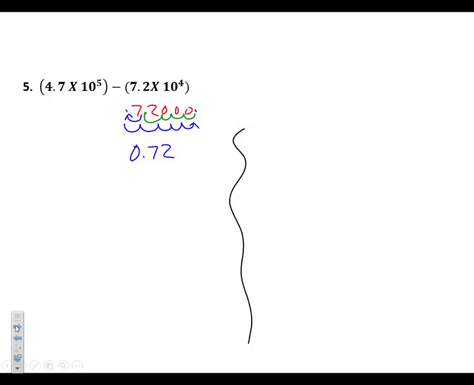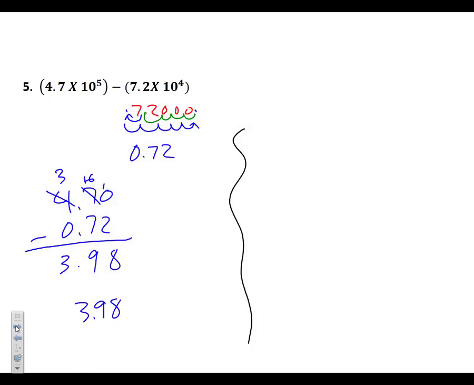So now I take my factors, 4.7, and I subtract 0.72. And I have to put my 0 in there. Come over here, make this a 3, make that a 16, make that a 10 minus 2 is 8. 16 minus 7 is 9. Bring down a decimal. 3 minus 0 is 3. So 3.98 times 10 to the 5th.